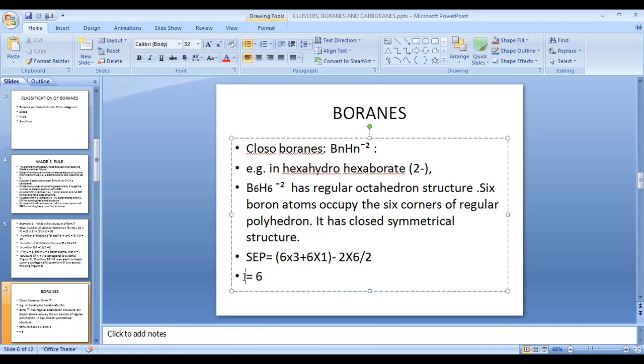Now if SEP is 6, further it is equal to n plus 1, where n is equal to 5.